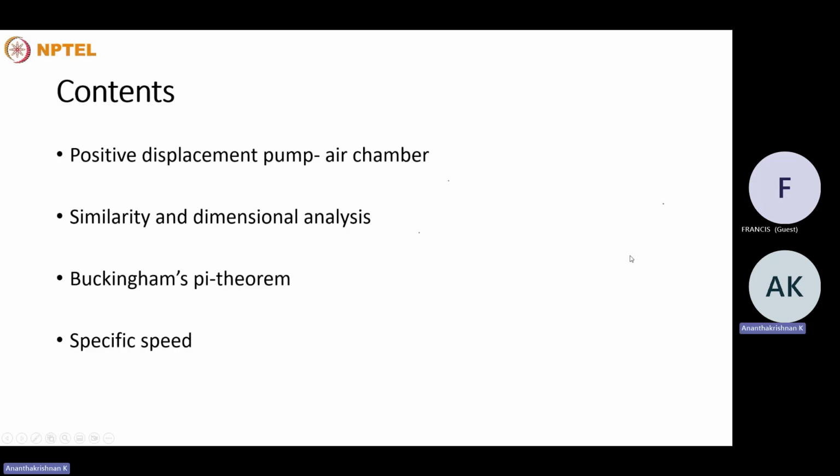In this week, without wasting much time, we can go to the topics. The main topics of discussion that we have seen this week were the positive displacement pump and the associated air chamber, similarity and dimensional analysis, Buckingham's pi theorem, and specific speed. In this week's tutorial session, we'll see a few multiple choice questions and numerical answer type (NAT) questions based on these lecture contents which were uploaded on the NPTEL website. We can go to the questions straight away.